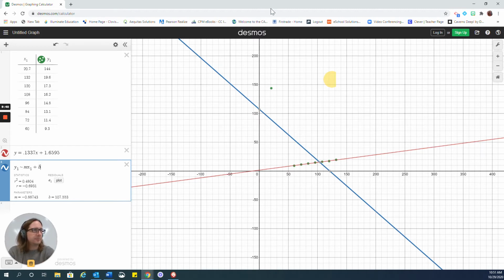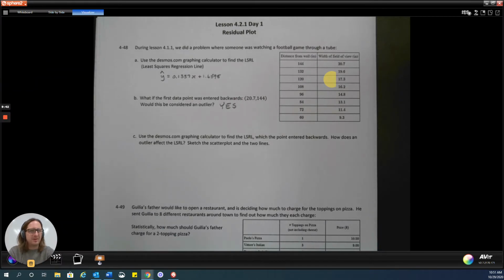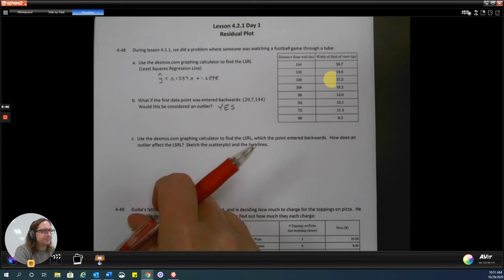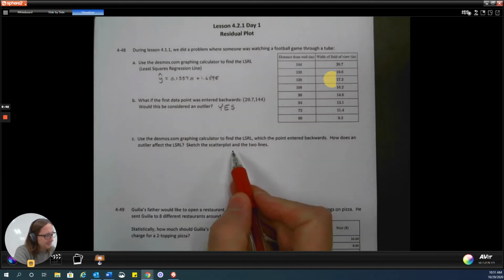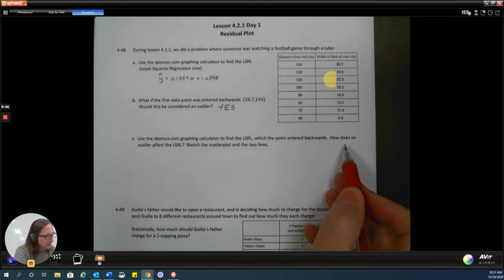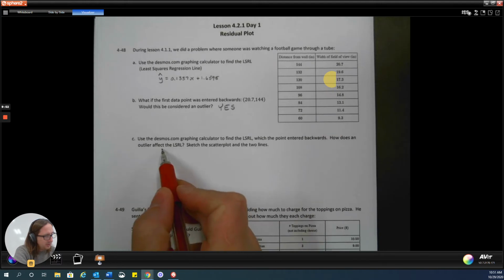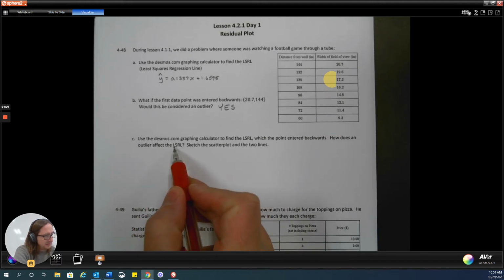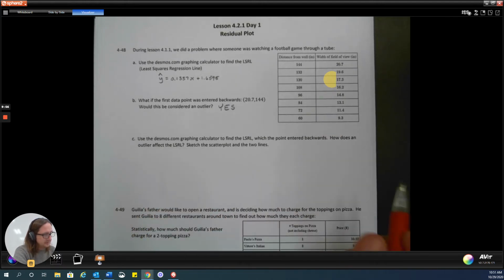All right. Least squares regression line. I keep on calling it line of best fit. I don't know why. Anyway, so we did that. We entered the point backwards. How does an outlier affect the least squares regression line?